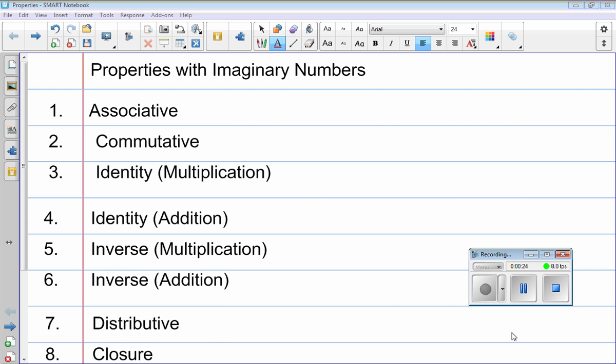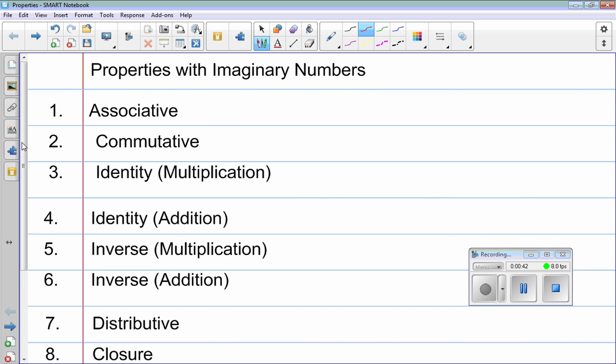Okay? So, properties with imaginary numbers. Is there any property up there that you already know, you recognize, we do it all the time, we use it? Give me one. It's the distributive property. Okay? So I agree. We know what that one says. So what would an example look like that would go with the distributive property?